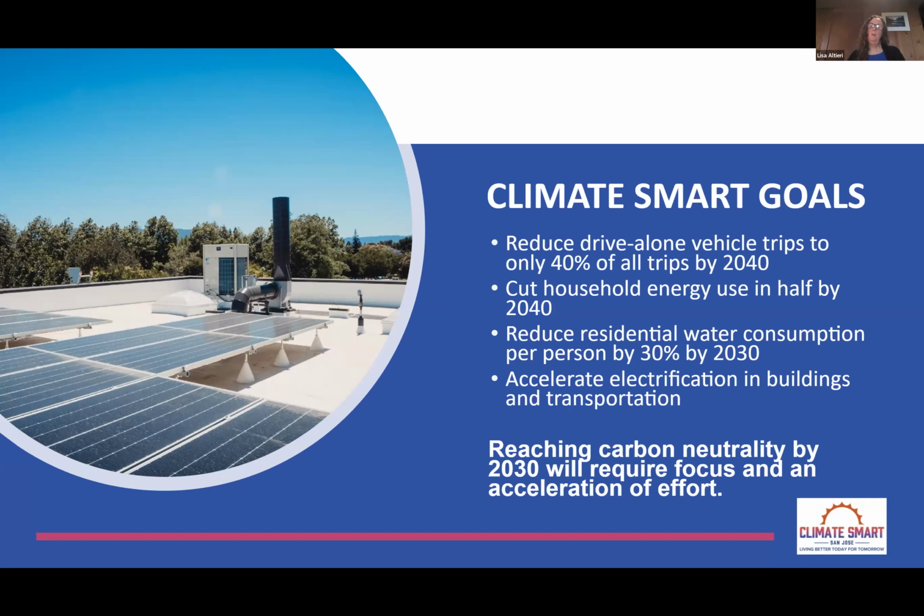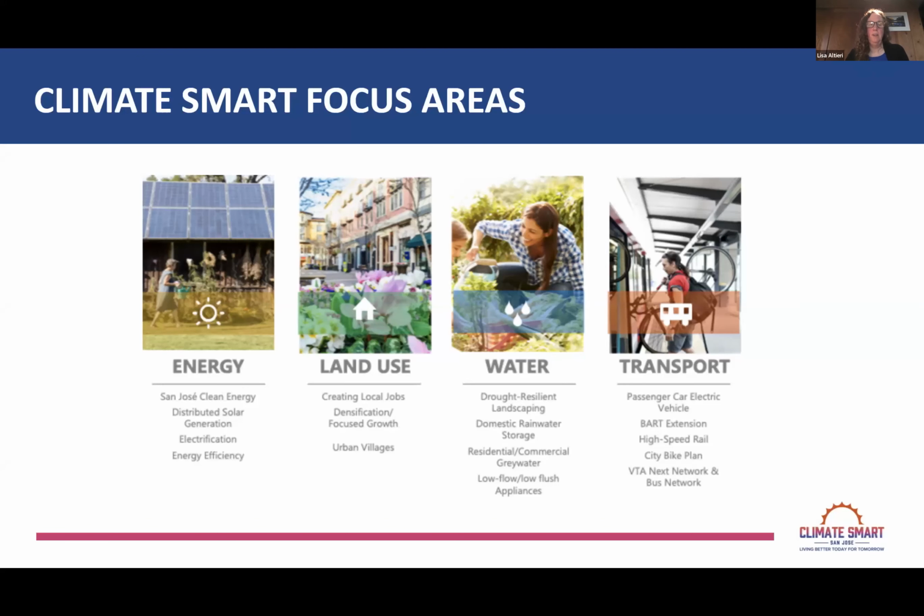So the Climate Smart goals are to reduce drive-alone vehicle trips to only 40% of all trips by 2040, cut household energy use in half by 2040, reduce residential water consumption per person by 30% by 2030, and accelerate electrification in buildings and transportation. Reaching the carbon neutrality goal by 2030 will require focus and an acceleration of the Climate Smart effort. And these are the Climate Smart focus areas: energy, land use, water, and transportation.